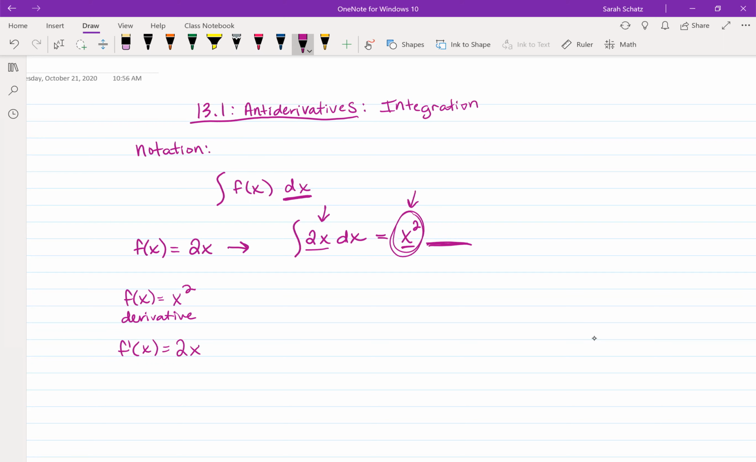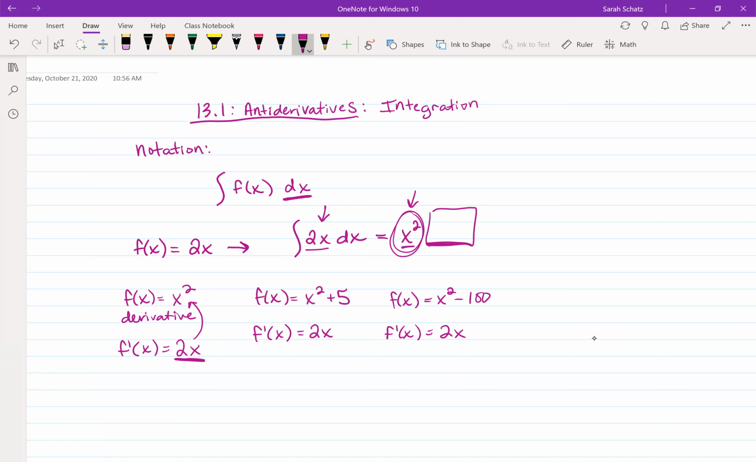Now I said that there is another term in our answer that I need to talk about. So you guys, you have 2x as a derivative. Where did it come from? Well, obviously it came from x squared, because you take the derivative, you get 2x. But what if f of x had been x squared plus 5? When you take the derivative of that, don't you also just get 2x? And what if I had had f of x equals x squared minus 100? When you take the derivative of that, don't you also just get 2x?